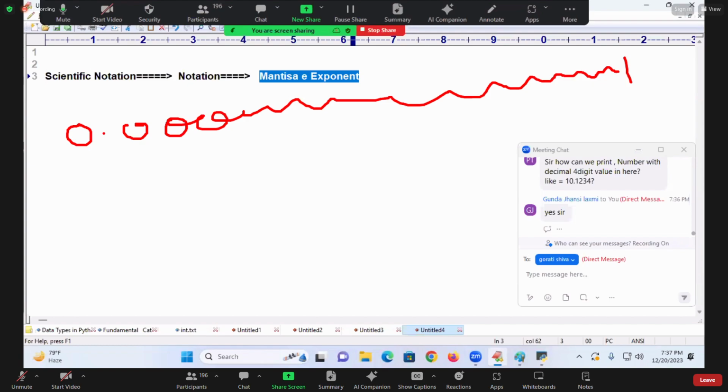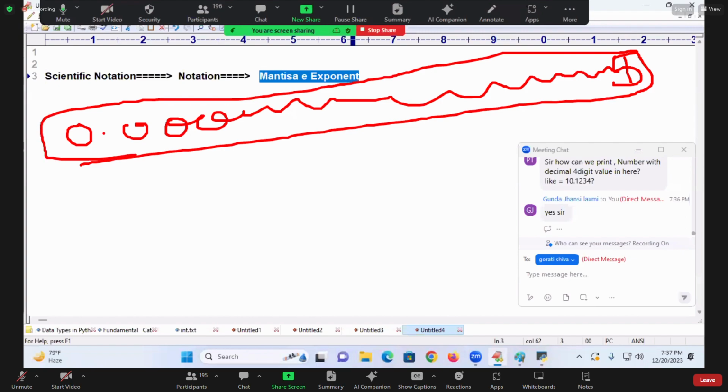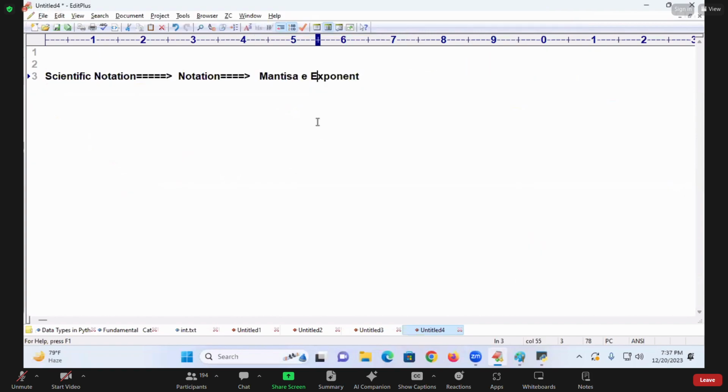For example, this is very important: 0.000000000001 or 0.0005, some number like that. Python will not store such a big number in memory by creating so much memory. It is going to store it in a very short format. That is called scientific notation, to minimize the memory space. It is a direct question in MCQs. This is the general notation of scientific notation: mantissa E exponent.